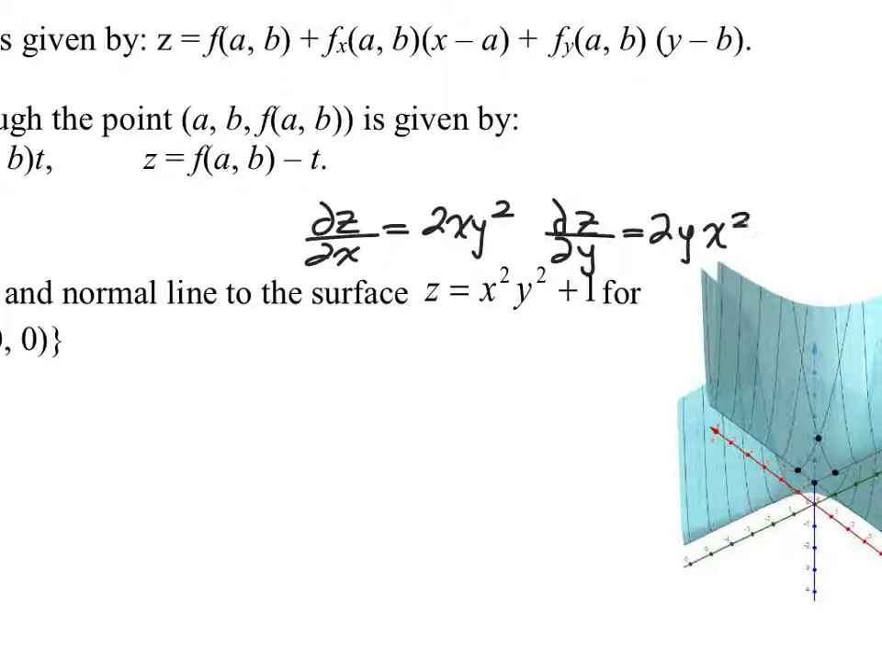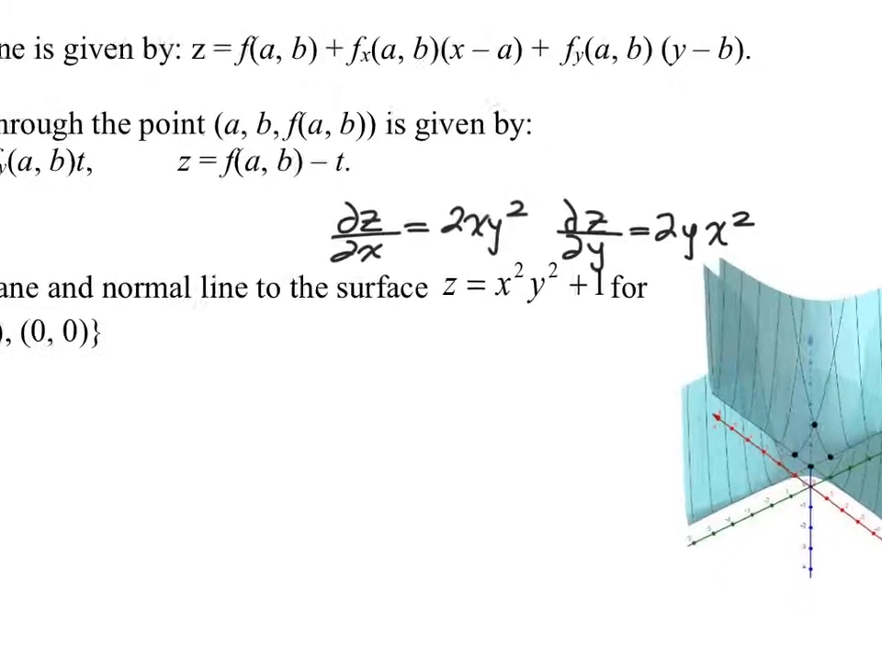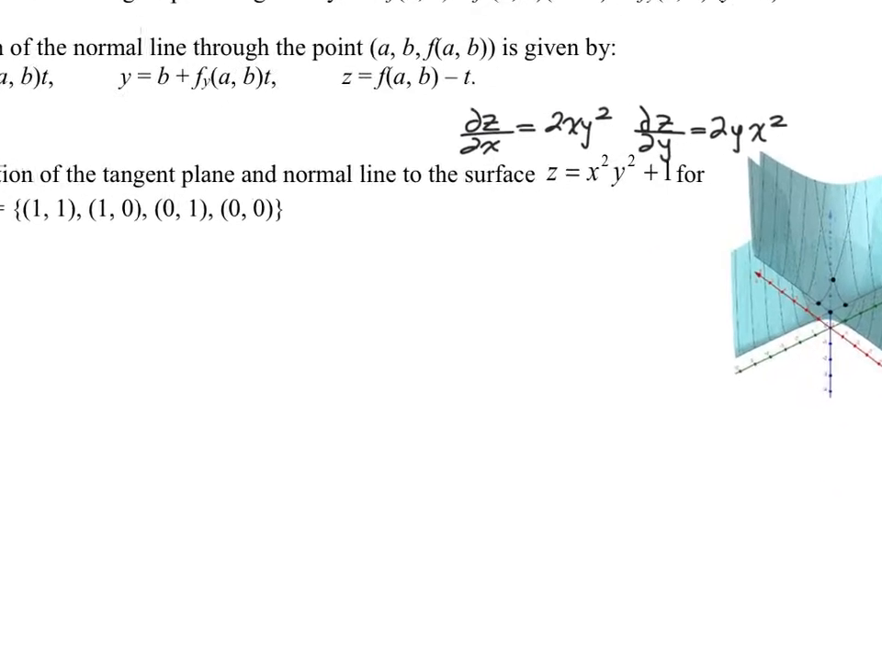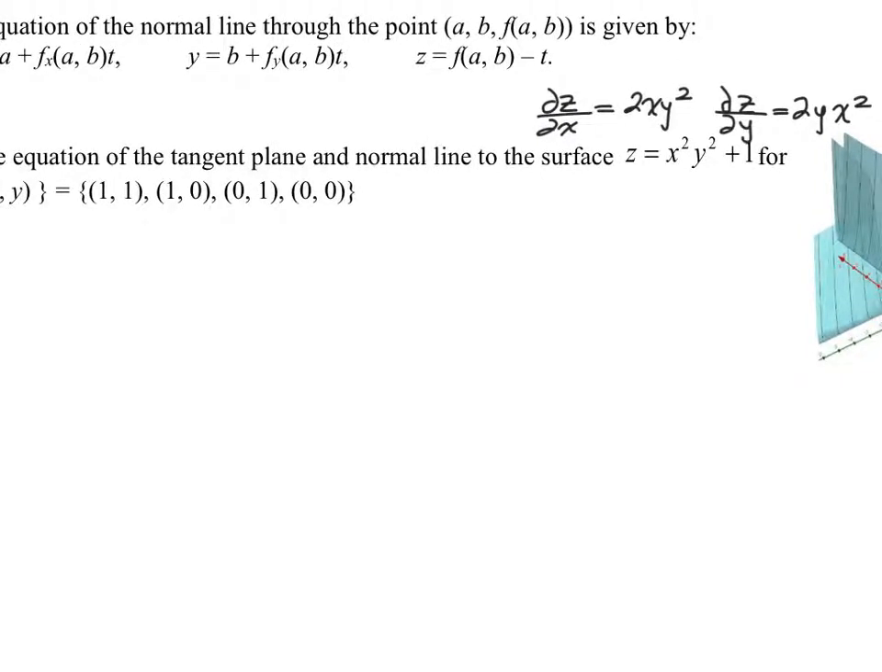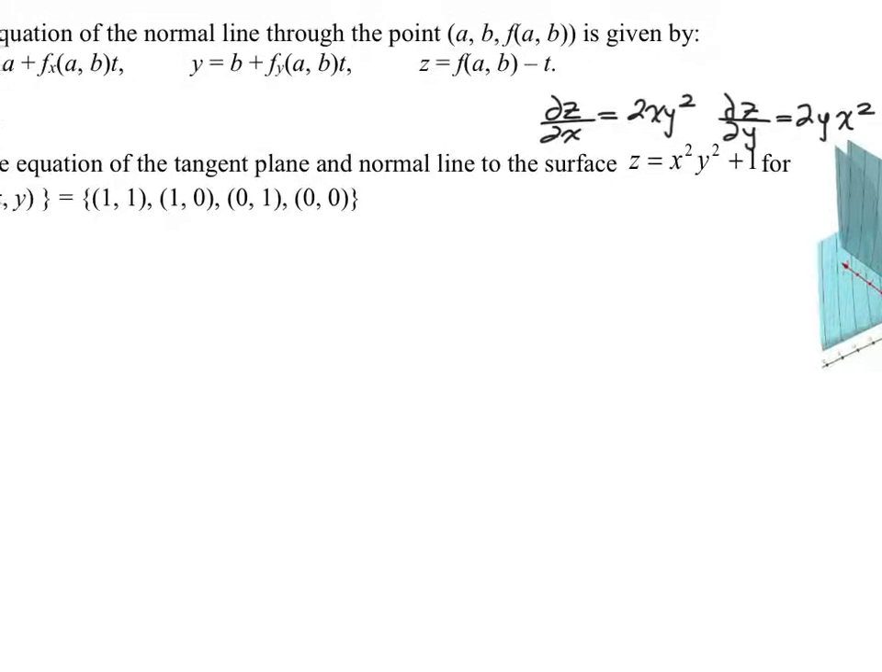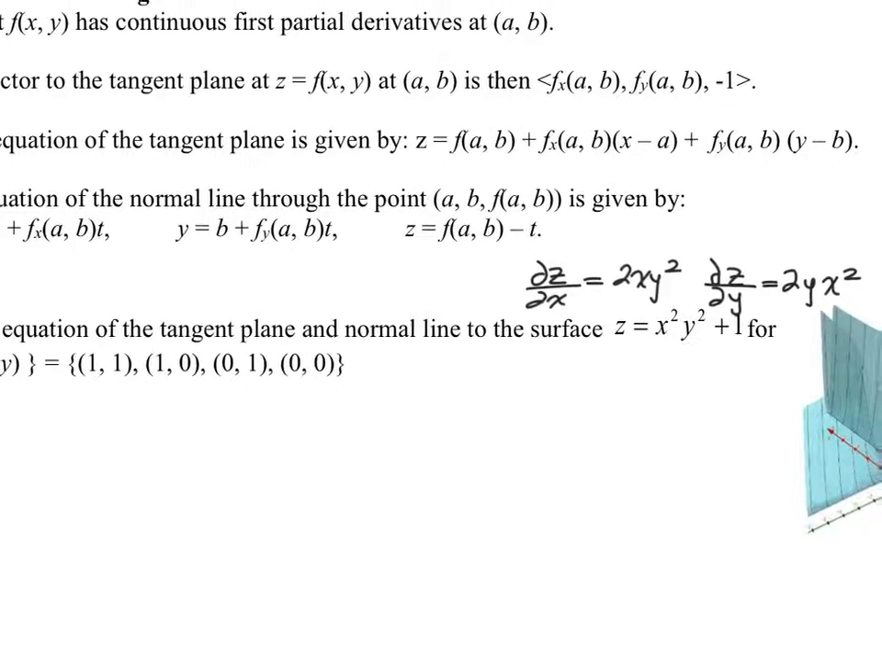2yx squared, or 2x squared y if you want. Doesn't make a difference. All right, so we need those. You could use the alternate notation if you want, but it was written as z, so I figured it'd go that way. So we want the equation of the tangent plane and the normal line to the surface. I suppose I should highlight the tangent plane relationship.